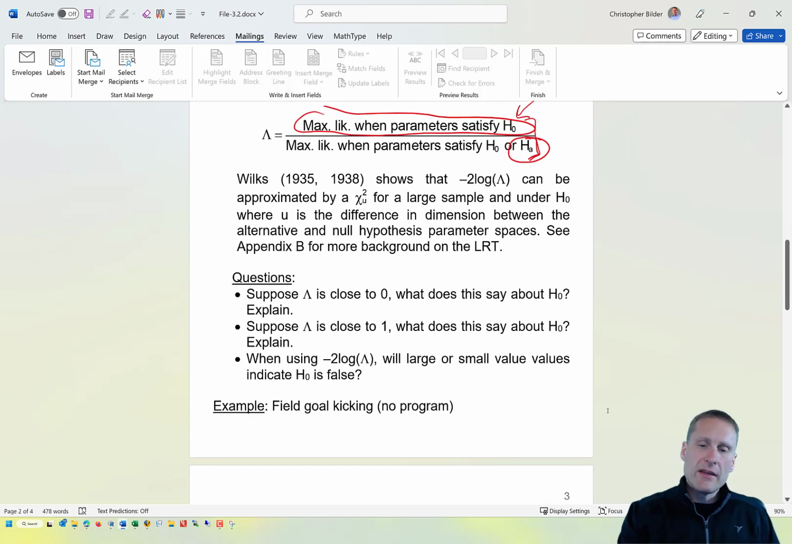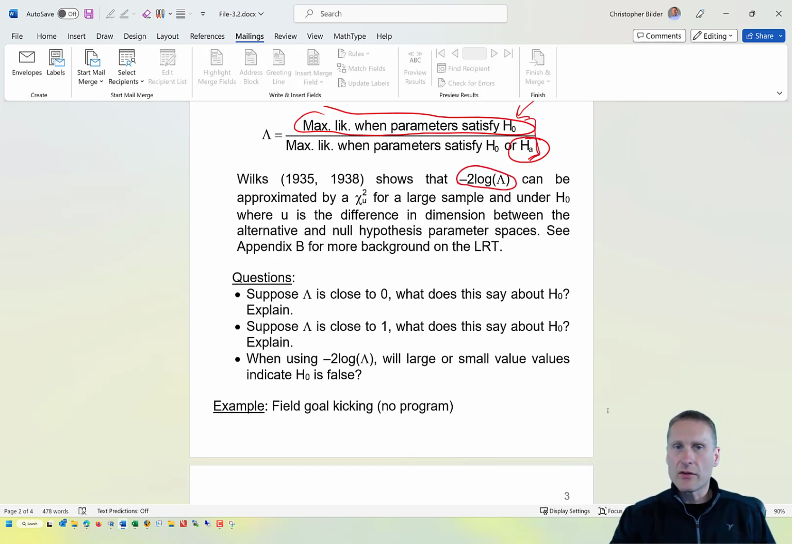And so in the end, we're going to do a little mathematical transformation of this ratio. We're going to take -2 times the natural log of lambda. A long time ago, a guy by the name of Wilks showed that as the sample size grows, this statistic is going to become increasingly like a chi-square random variable with u degrees of freedom. In the most general sense, u is the difference in dimension between the alternative and null hypothesis parameter spaces.